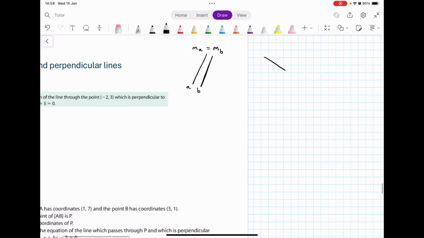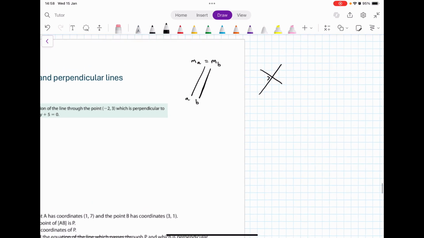Perpendicular lines, on the other hand, meet at 90 degrees, so something like this. And their slopes multiply. So I'm going to call this line C and line D. If these two lines are perpendicular, their slopes will multiply to give you -1. And so if we know the slope of line C, then you would just do the negative reciprocal. So basically change the sign and flip the fraction around to get the slope of line D.